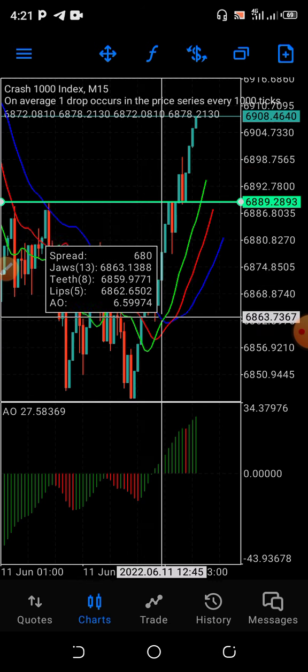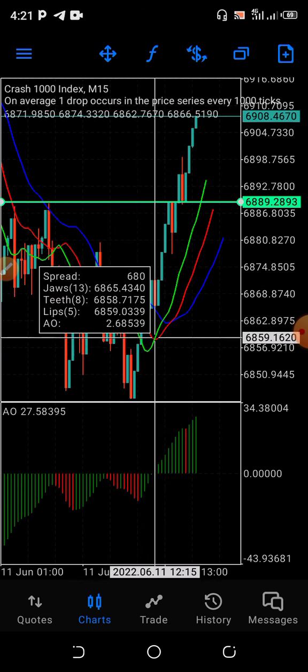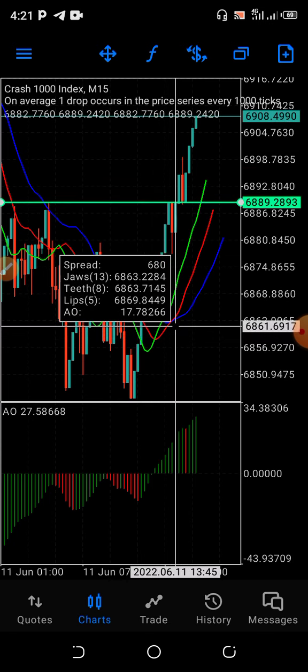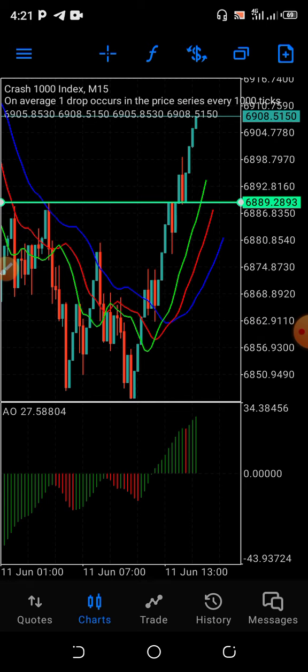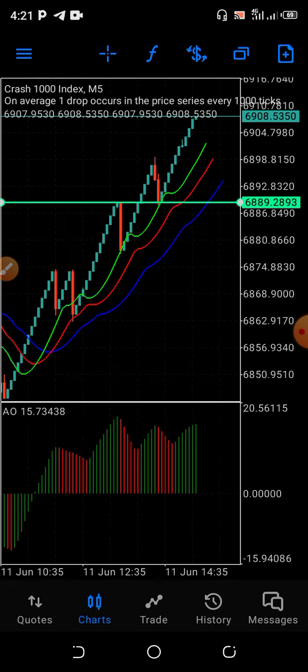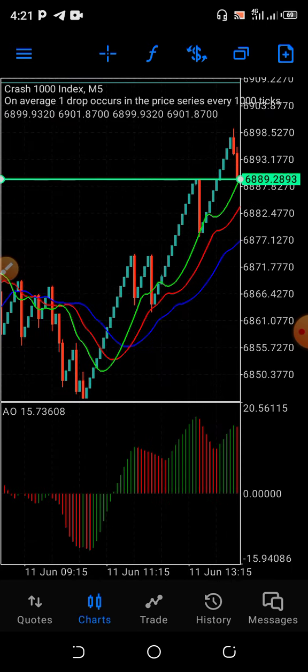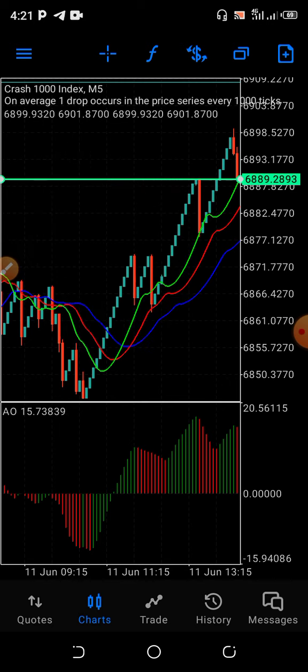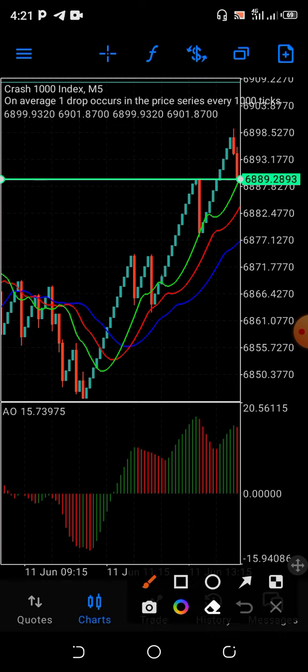And after it, the market started climbing. This is the 15 minutes time frame. Then you now step down to the 5 minutes time frame and see the same thing again. Do you see it? See the same thing again. Watch the market.